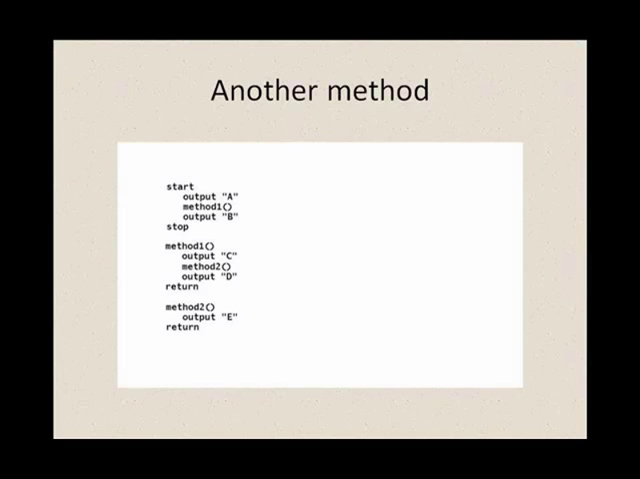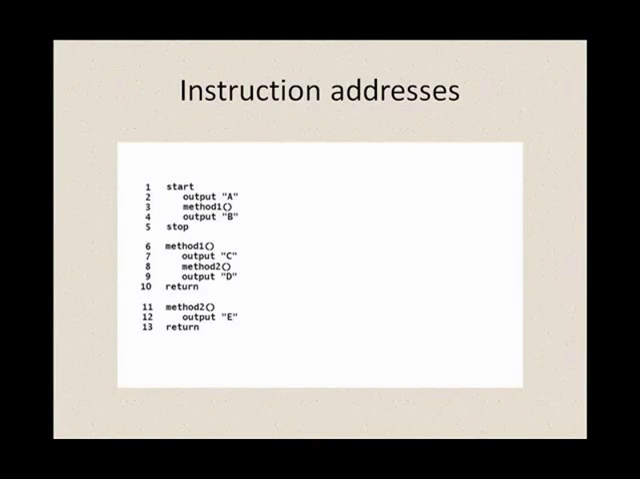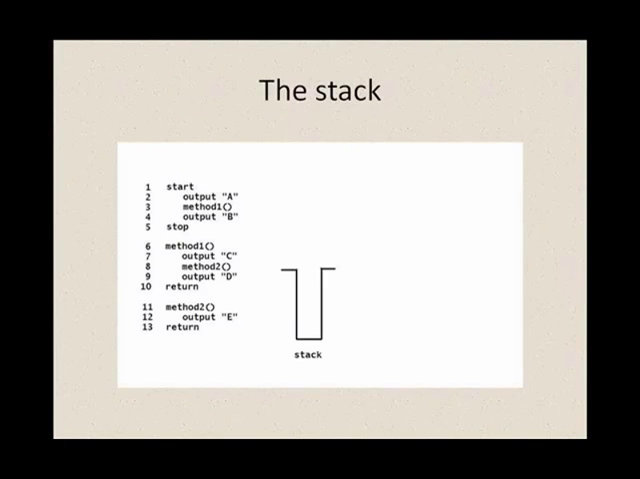When these instructions are stored in computer memory, each one has a memory address. Computer memory addresses are usually represented with numbers much larger than these, but any numbers will do, so we're just going to number our instructions 1 through 13. When you run a computer program that calls methods, there's a memory location called the stack that holds the addresses of where the logic should return to when each method is complete. Let me show you what I mean.